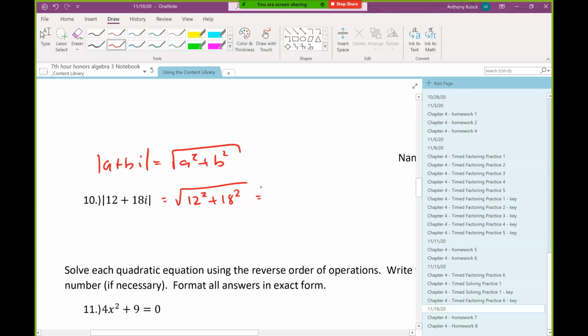So 12 squared is 144, 18 squared I think is like 196 or something. No, that's not right. Whatever. Anyways, the sum of these two is 468. And I recognize that 468 I could think of as 4 times 117. So the square root of 468 is the square root of 4 times the square root of 117. Well, 117 I might be able to do a little bit better than that, huh?